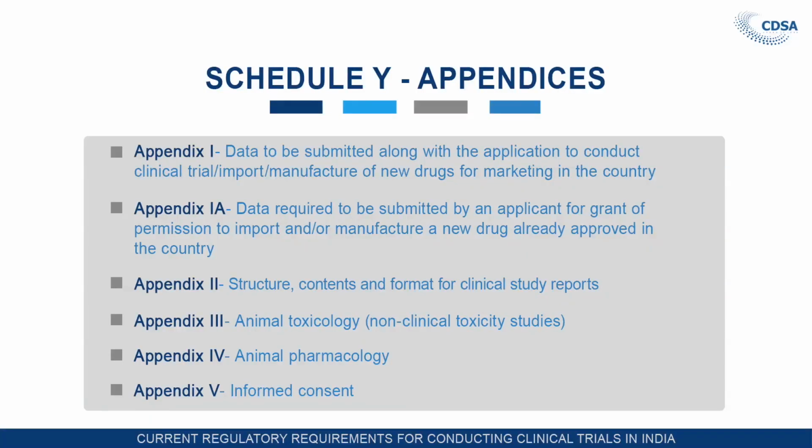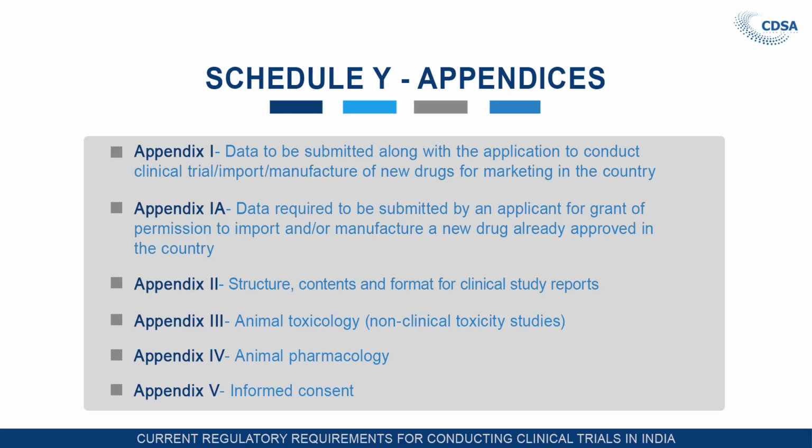Now, let us see what are the appendices given in Schedule Y. Schedule Y contains 12 appendices. Let us see one by one. Appendix 1 is the data to be submitted along with the application to conduct clinical trial for import or manufacture of new drug for marketing in the country. Means the data required for the import or manufacture of the drug, which is a new drug, has to be submitted according to Appendix 1.